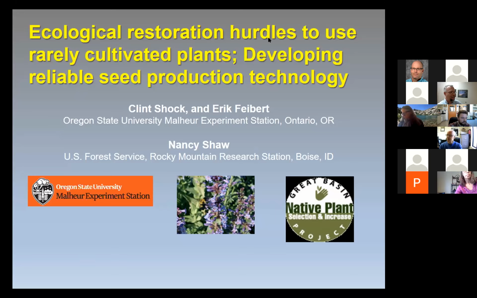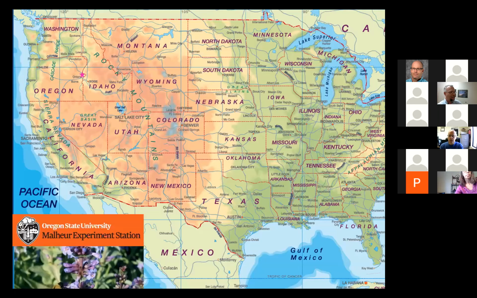Okay. So, in this presentation, I'll be talking about research that we did as part of the Great Basin Native Plant Selection and Increase Project. So our experiment station is located in Eastern Oregon on the border with Idaho, and we're about an hour away from Boise, Idaho.